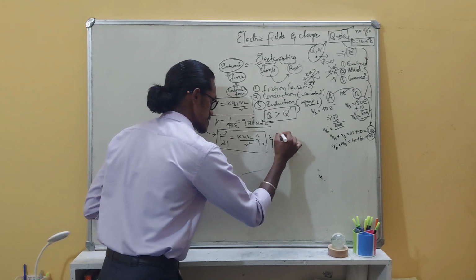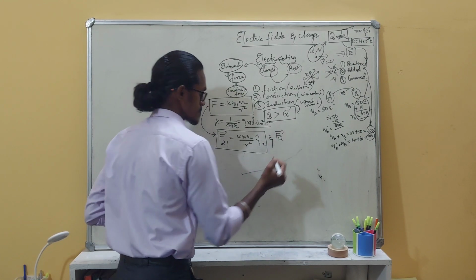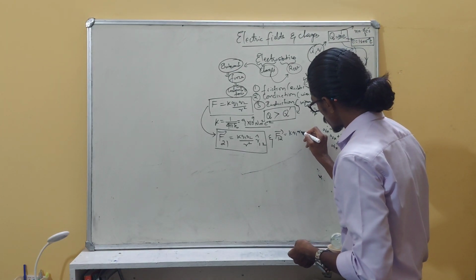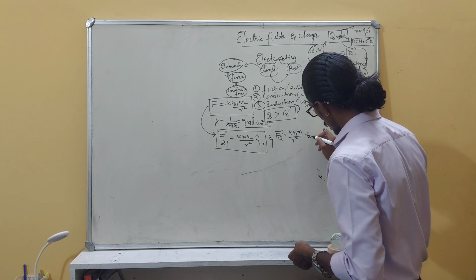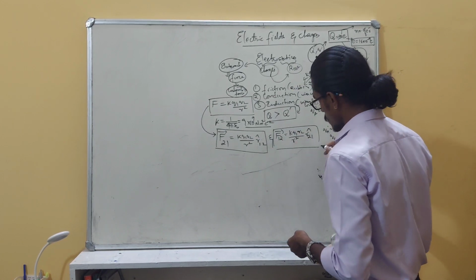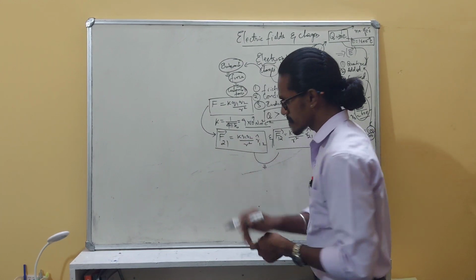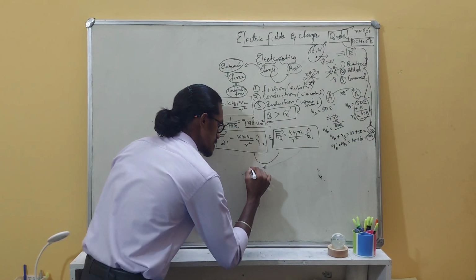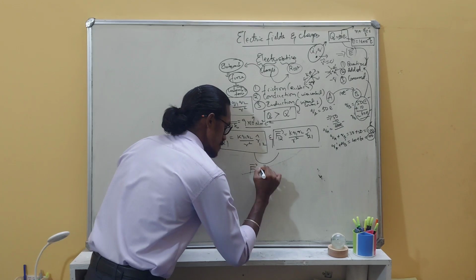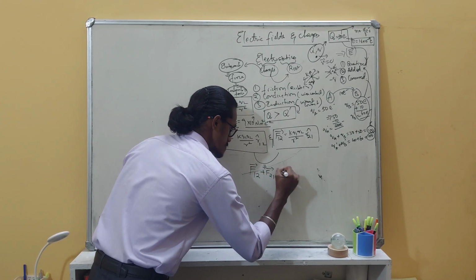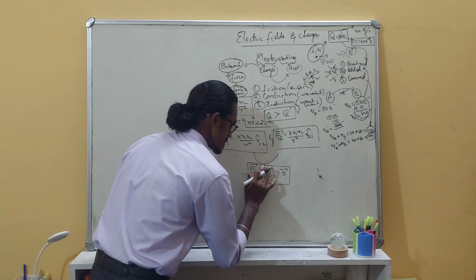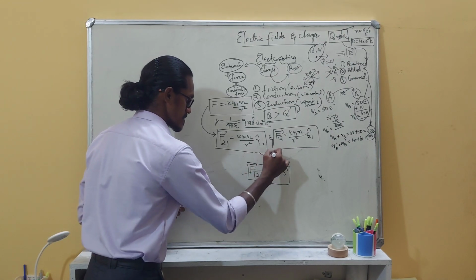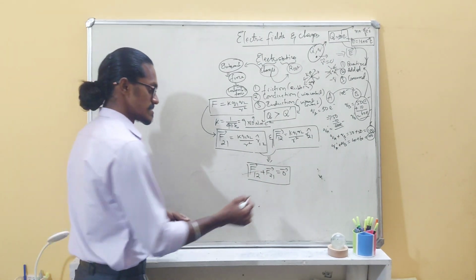Similarly, F 2 1 means 2 exerts a force on 1. It is K Q1 Q2 by R square along the direction of 2 1. So from this conclusion, this force and that force will be equal and opposite. So it obeys Newton's third law of motion. That is, the F12 vector and F21 vector get added to give a resultant vector. What does it mean? It obeys Newton's third law, and as well it won't accelerate.